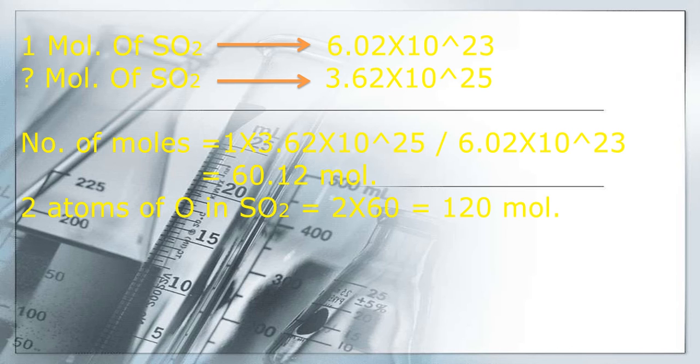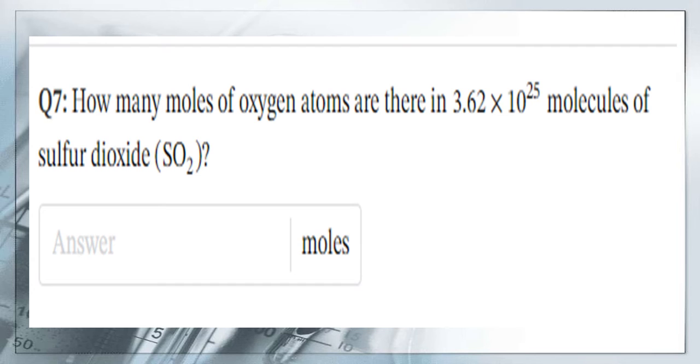Inside 1 molecule of sulfur dioxide, we have 2 atoms of oxygen. So we multiply the result for the number of moles: 2 times 60 gives 120 moles. So the answer to question number 7 will be 120 moles.